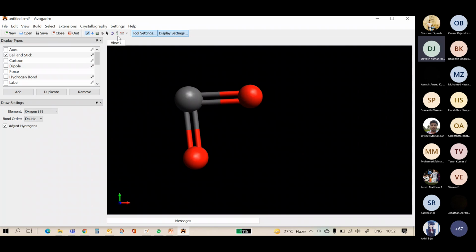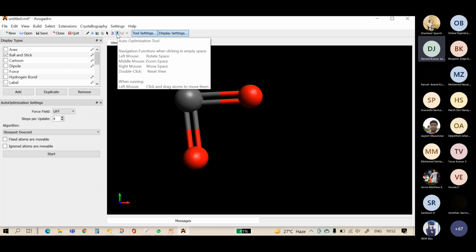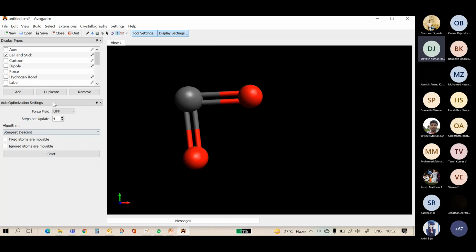I'm going to click on the auto optimization tool. The moment you do that, a few options come up. There are several force fields available: UFF, MMFF94, MMFF94S, and so on. So many are there. You can actually select any of them.